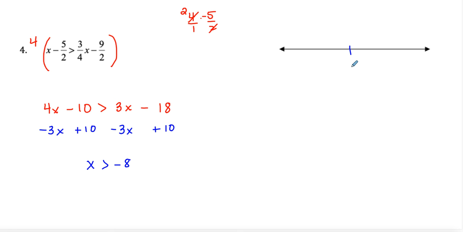I go graph that. So here's -8. I want all x's greater than that. Open circle because it's just greater than. So every answer greater than -8 would satisfy this inequality.